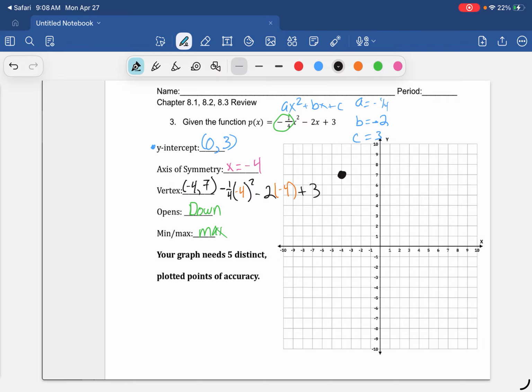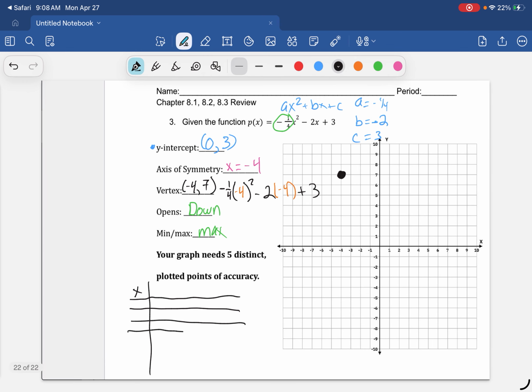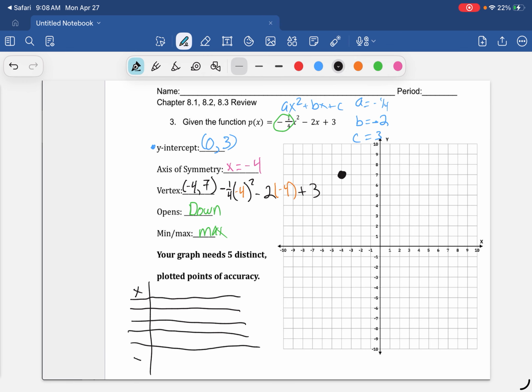And when I go to graph it, it's going to be the same thing as when we did our graphing in vertex form. So I need 5 points. Here's 1, 2, 3, 4, 5. I'm going to try to make sure I have enough room here. Okay, and my vertex happens at (-4, 7). And I'm going to count down to -5 and -6, and I'm going to count up to -3 and -2.